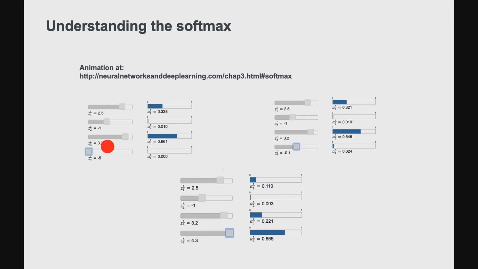So for these numbers, the 3.2 receives a probability of 66%. The 2.5 is close, but this is a small difference that has a rather large effect between these two numbers. The others have hardly any probability mass assigned. Here, another example, 3.2 and 2.5 stay the same. This other stuff is changed a bit, and it almost stays the same probability mass distribution. Here we have some larger numbers, and you see most of the mass goes to the largest number. So you can say this softmax is not the winner takes all, but the winner takes most of the probability mass. That's what happens.